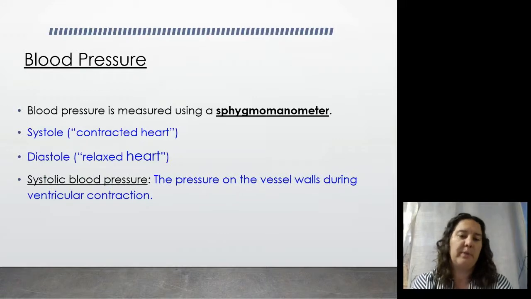When we want to measure blood pressure, we use a tool called a sphygmometer, and we can measure both our contracted heart blood pressure as well as our relaxed heart blood pressure. So this would be systole and diastole. Systolic blood pressure is the pressure on the vessel walls during a ventricular contraction. And this is going to be a higher number because our ventricles are contracting and forcing the blood out of the heart rapidly.